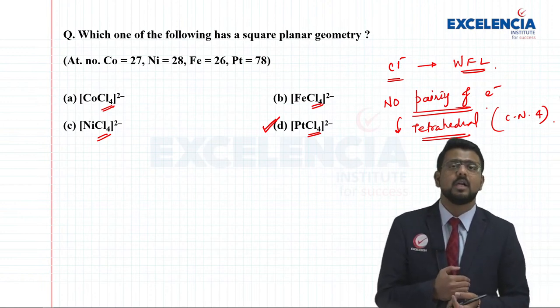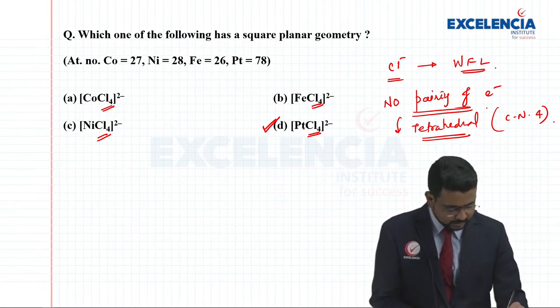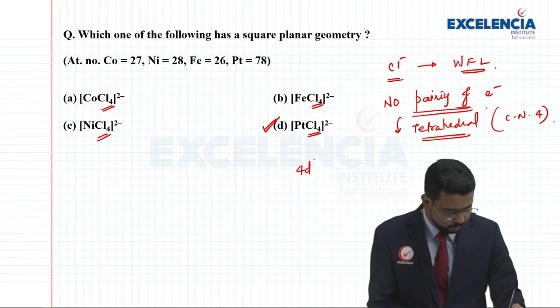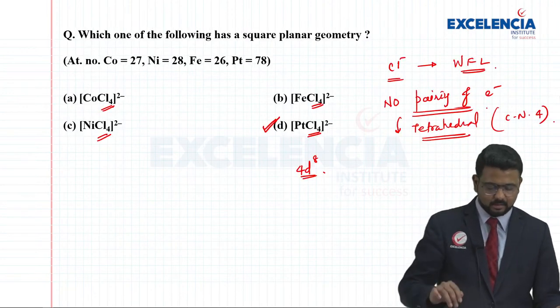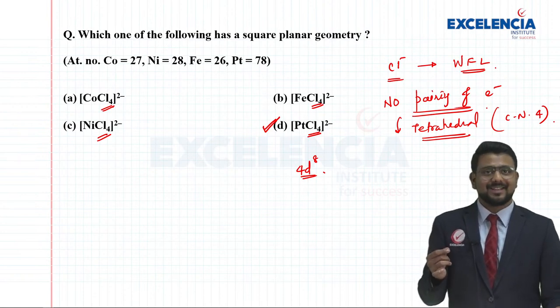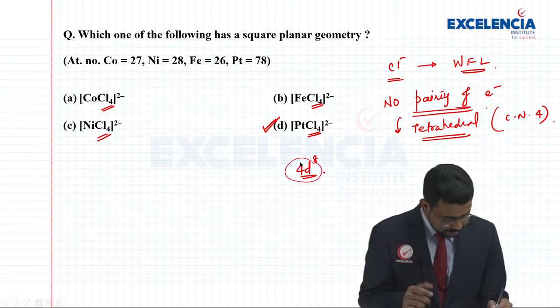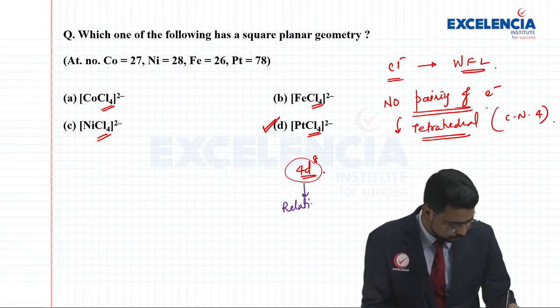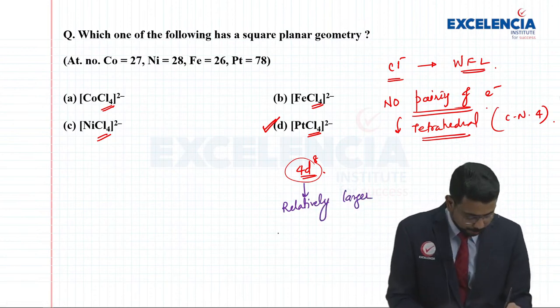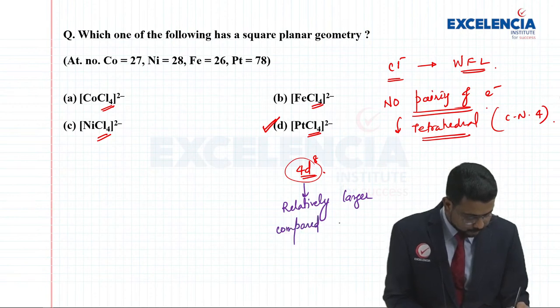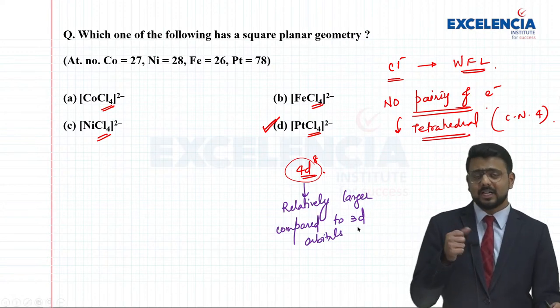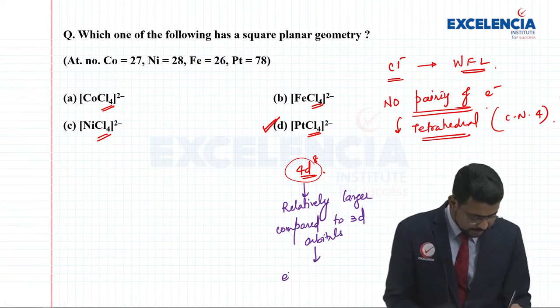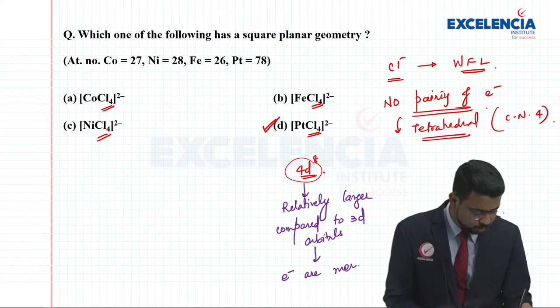Whereas platinum here belongs to the 4d series. And if you consider the outer configuration of platinum, here it is 4d8, right? And the point here is, when it comes to these 4d orbitals, these orbitals are relatively larger compared to 3d orbitals. And because they are relatively larger compared to 3d orbitals, we can say that the electrons are more diffused.